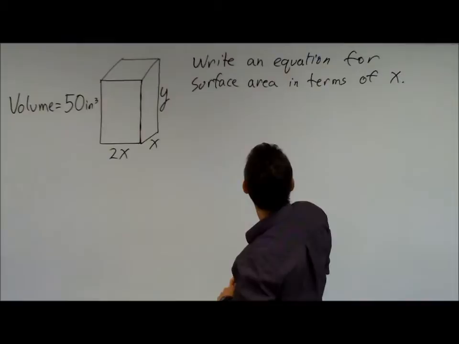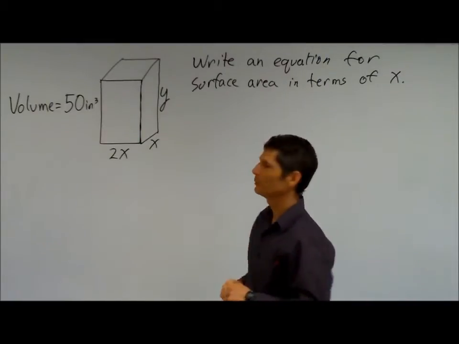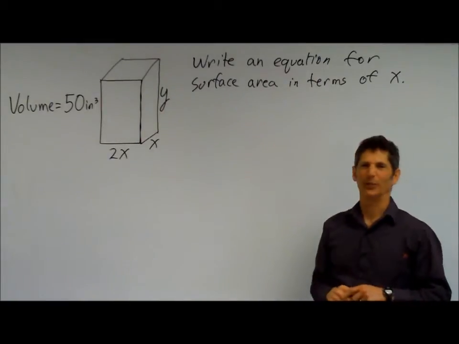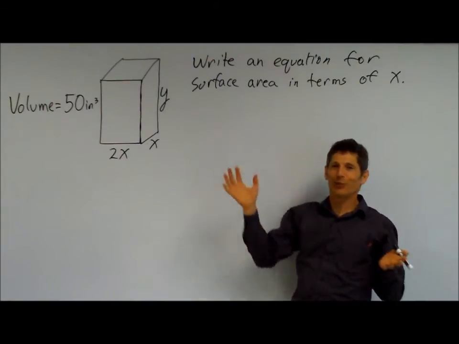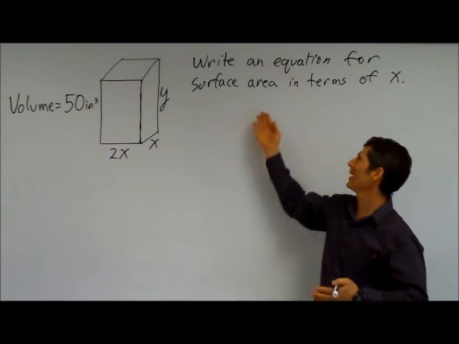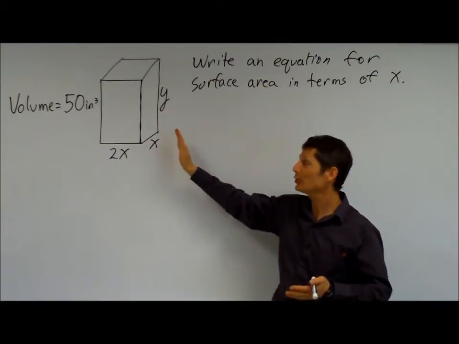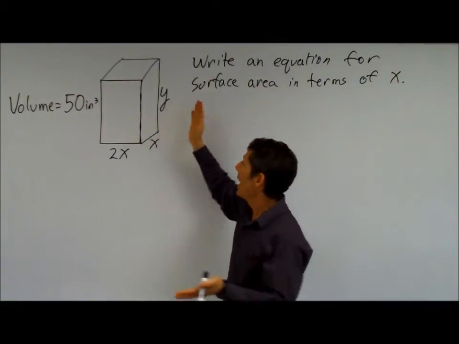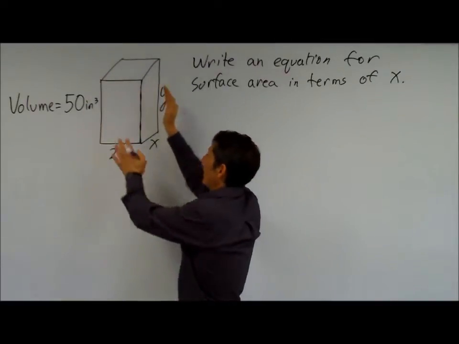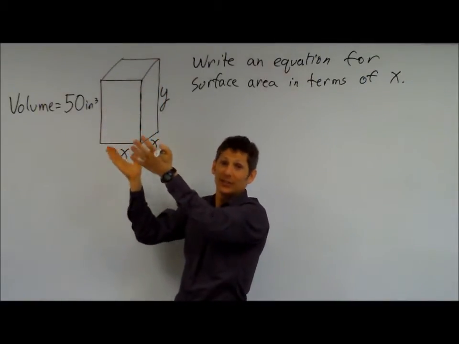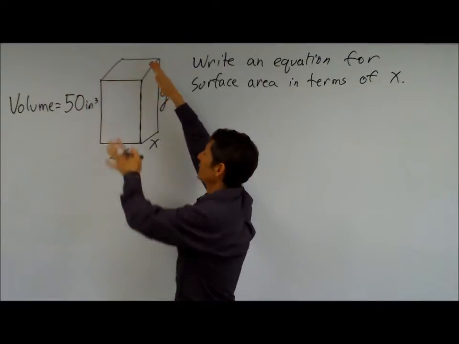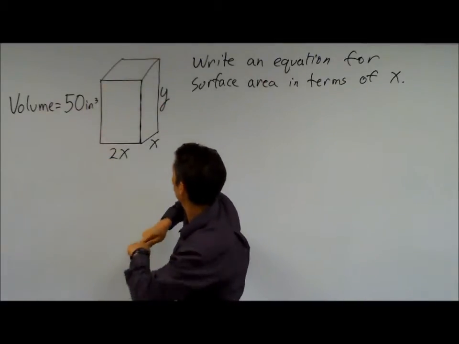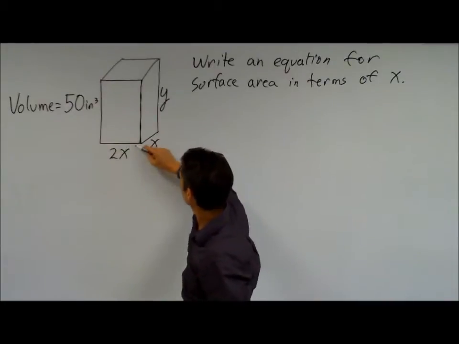So I want to write an equation for the surface area of this thing in terms of x. Well, what is the surface area of this thing? The term describes exactly what it is. It is, in fact, the area of all of the surfaces of this thing. Well, how many surfaces are there on a rectangular prism? There's 6. Unless, of course, it was an open top, it would only be 5. This guy has 6. It has a front that is 2x by y.